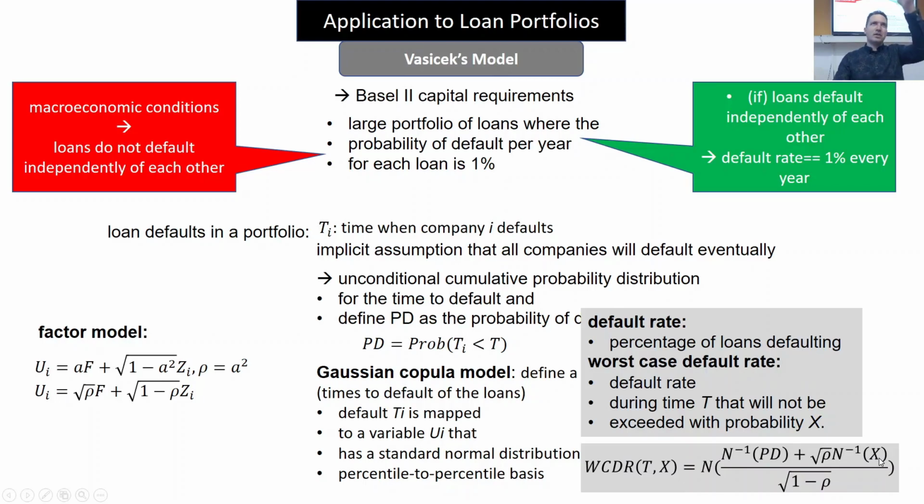So when we are moving on the vertical axis of the inverted normal distribution, this is the correlation which collects all the data points to each other. And after that, we just have to do this. So this is the worst case default rate.